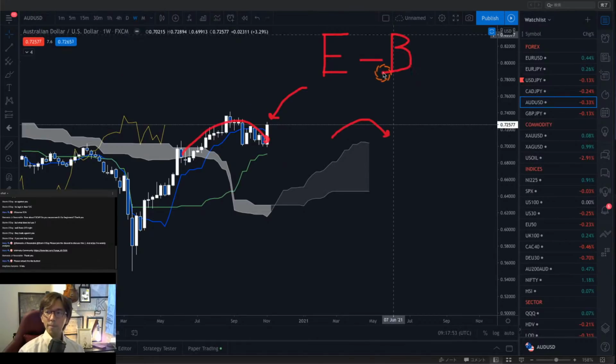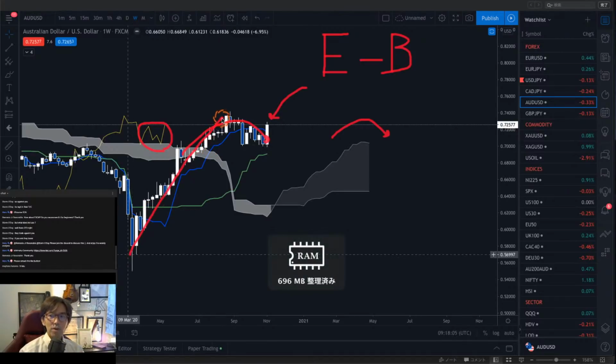because the price is simply above Tenkan-sen, Kijun-sen, and the Kumo, and the Chikou span is above the candles. So this is bullish in its equilibrium. So we can still expect the market to go up on this N wave structure.